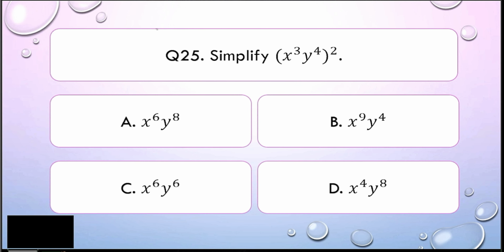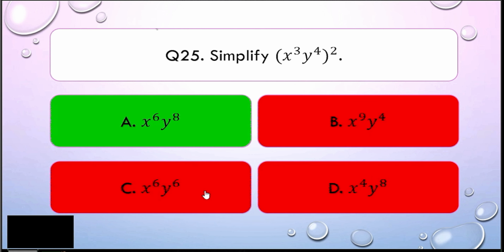Alright, my dear math learners, this is just an example of the power rule, specifically the power of a product rule or product of a power rule. They are just the same. If we encounter something like this, what we need to do is just multiply the exponent. So this 2 here will be multiplied to both 3 and 4. That will be 3 times 2. What is the answer? 6. 4 times 2, what is the answer? 8. So that will give us x to the power of 6, y to the power of 8, letter A. Easy, right? Very easy, my dear math learners.